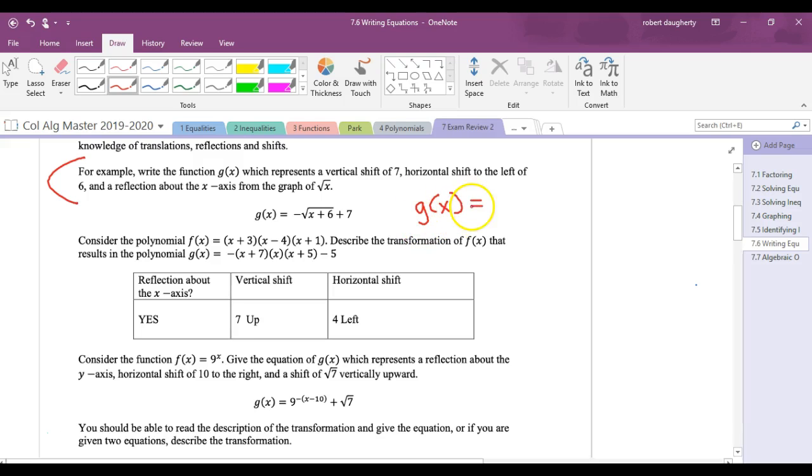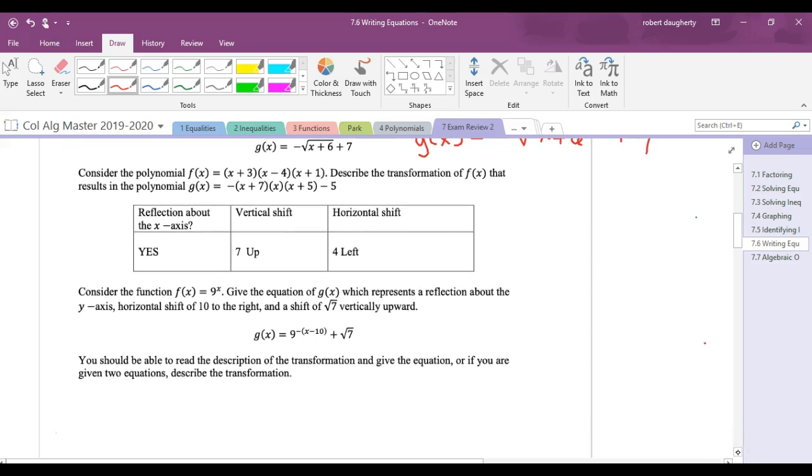If it's reflected, that's a minus sign. Okay, how do I move something to the left by 6? To the left by 6 is x plus 6, and then how do I move it up by 7? That is a plus 7 on the end of that. Okay, and then we did the same thing with polynomials.